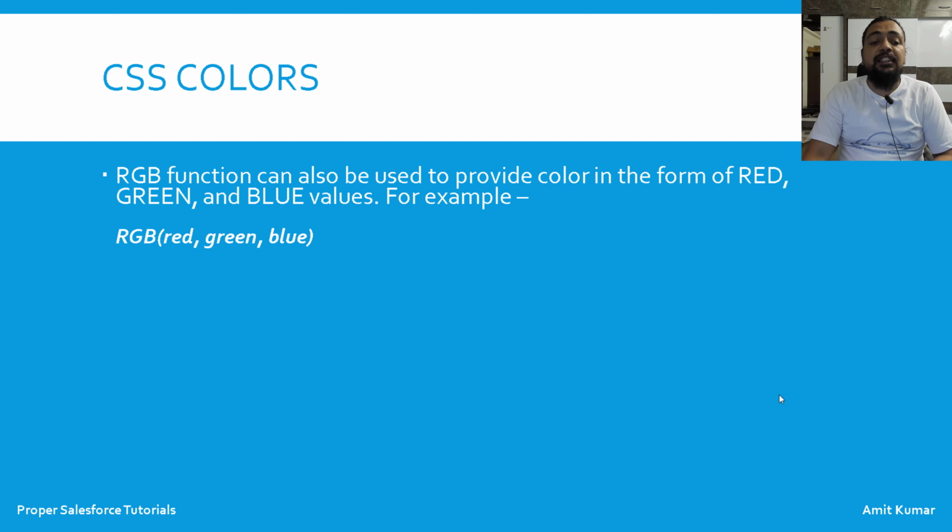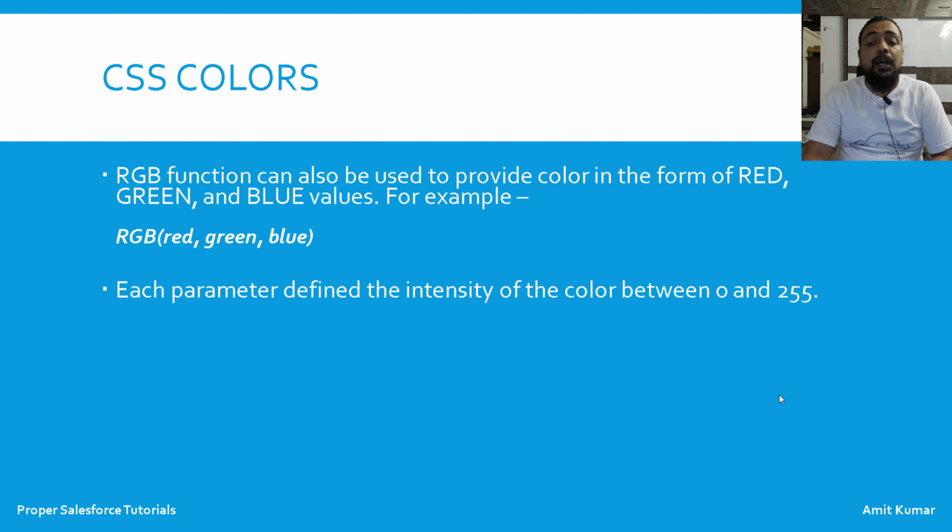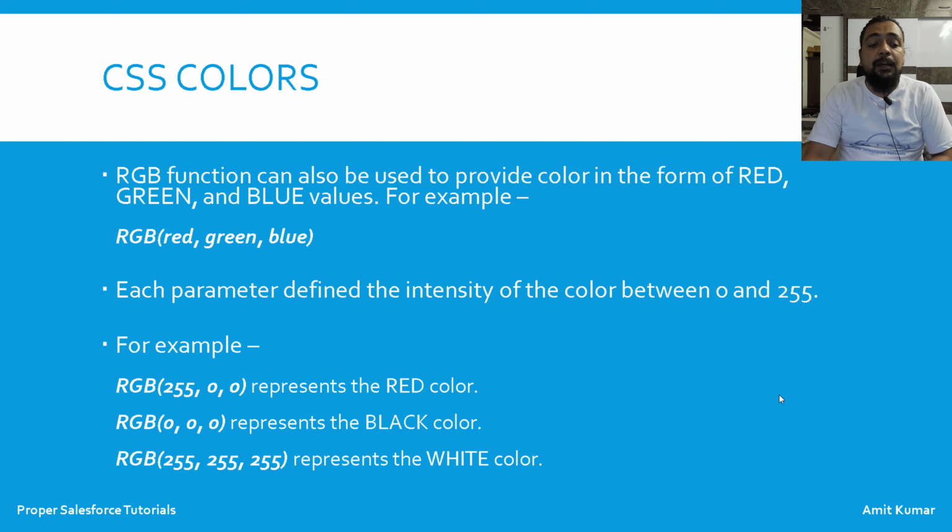If we want to use RGB function, which is red, green, blue function, we need to mention the red, green, blue value within the function. Now each parameter ranges from 0 to 255. For example, RGB 255, 0, 0 represents a red color, RGB 0, 0, 0 represents a black color, and RGB 255, 255, 255 will represent a white color.